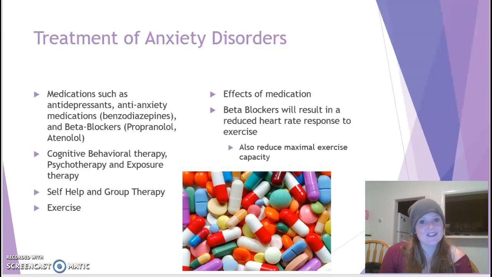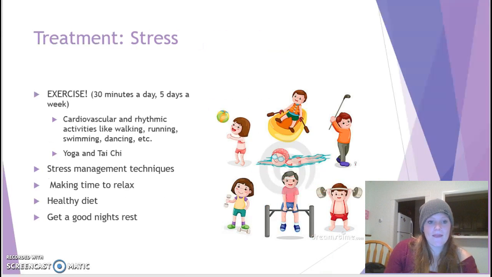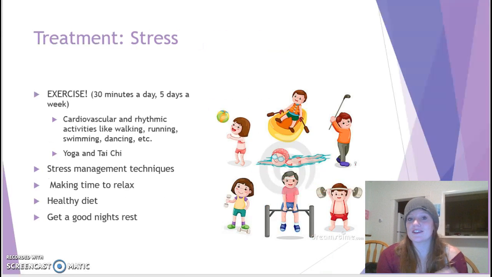And of course, we know exercise is medicine, so exercise is a great way to decrease the symptoms of anxiety disorders. As for the effects of the medication, beta blockers will reduce the heart rate response and reduce the maximal exercise capacity. Then the treatment of stress: exercise and sweat. They recommend 30 minutes a day, about 5 days a week, to really bring down those stressful feelings.